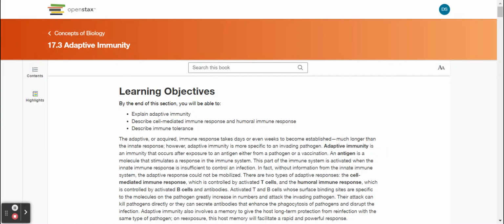Section 17.3, Adaptive Immunity. By the end of this section, you will be able to explain adaptive immunity, describe cell-mediated immune response and humoral immune response, and describe immune tolerance.